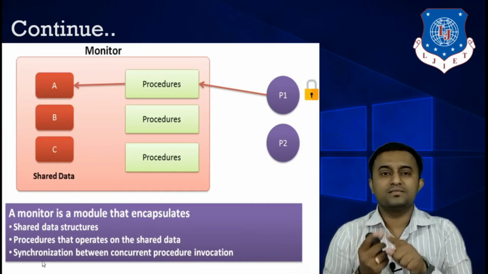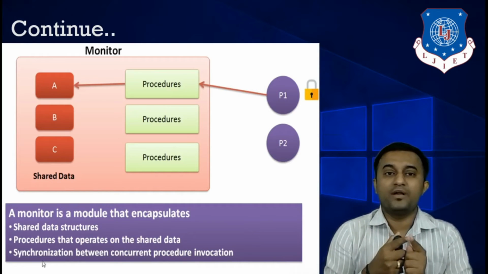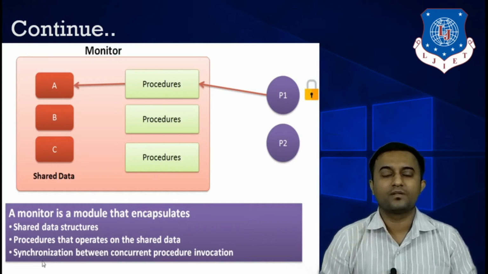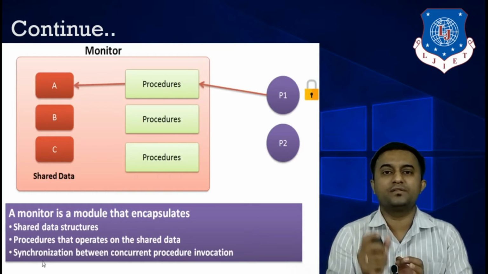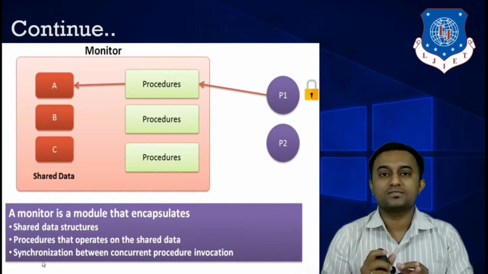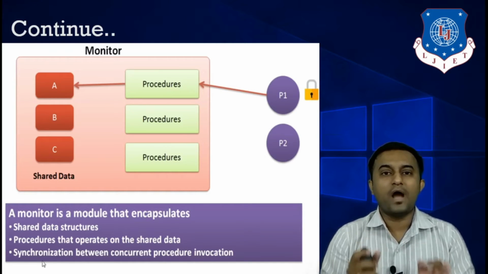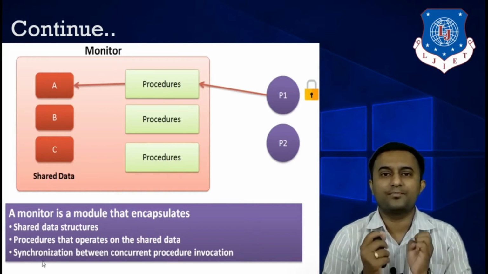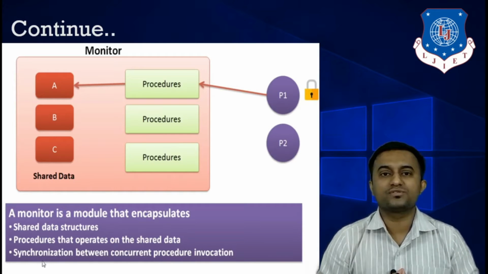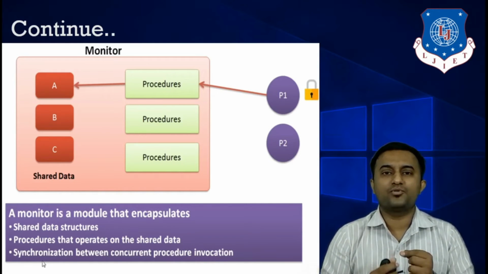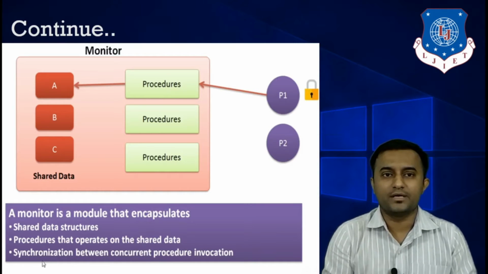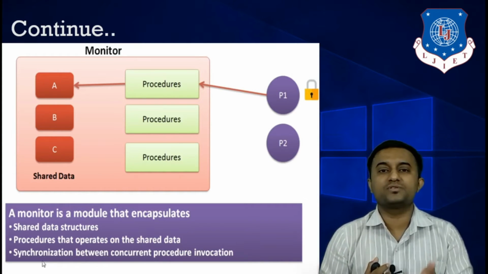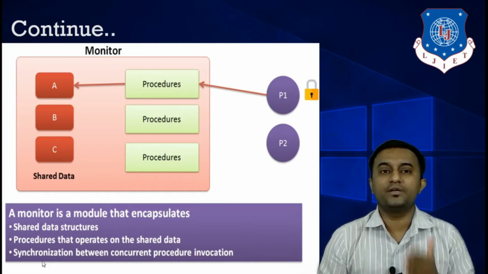Once the monitor allows a particular process to enter it, one lock is associated with it. So a lock is associated with the P1 process, because right now P1 has acquired the monitor module in which that process is going to access resource A. Fine. Whenever any process is allowed to enter the monitor, that process is assigned a lock, so that another process cannot enter the monitor. Keep that in your mind.